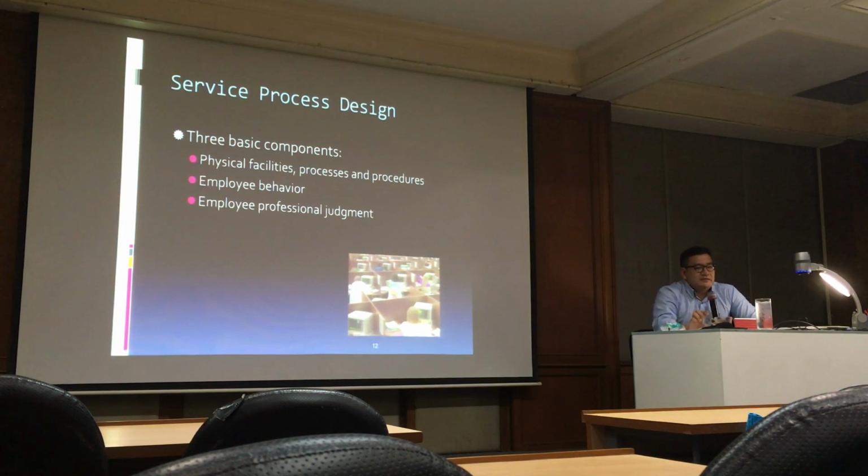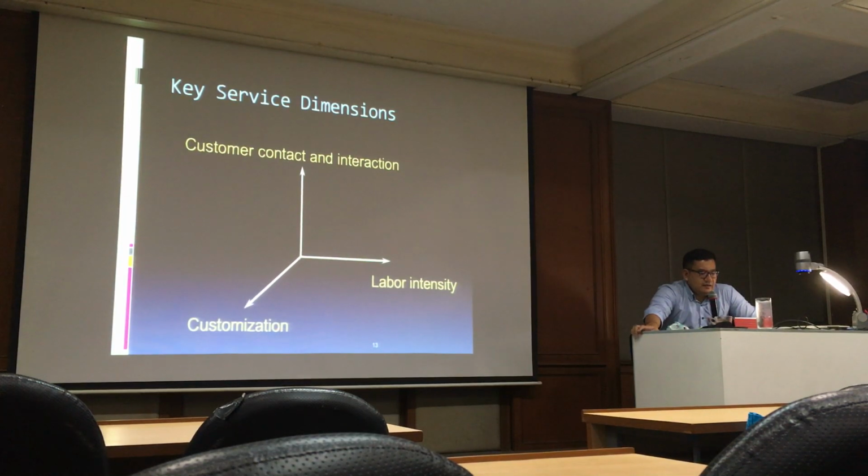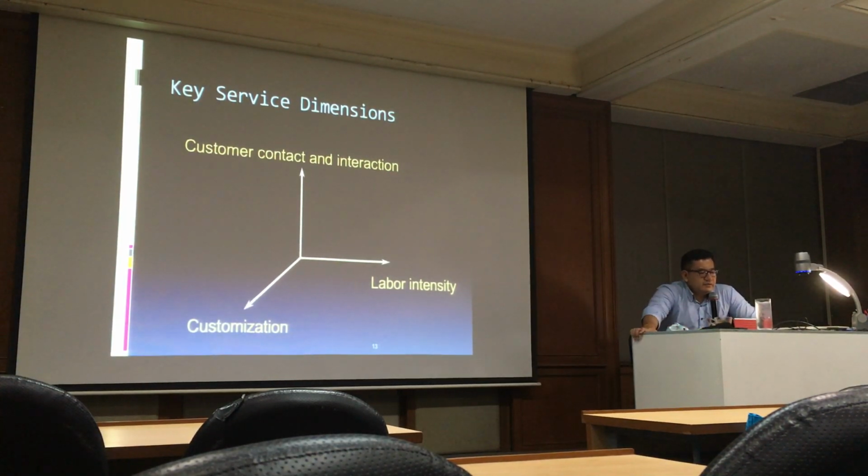I said that, okay, we need three components, right? So the physical facilities, the behavior of the employees, and also the judgment of the employees. And this is like the key service dimension. So it means that based on the service, there are three dimensions, right, that impact the performance of your service. How well you customize to the need and want of the customer, the labor intensity, and also the customer contact, right? These are the key service dimensions that are important to the service process.